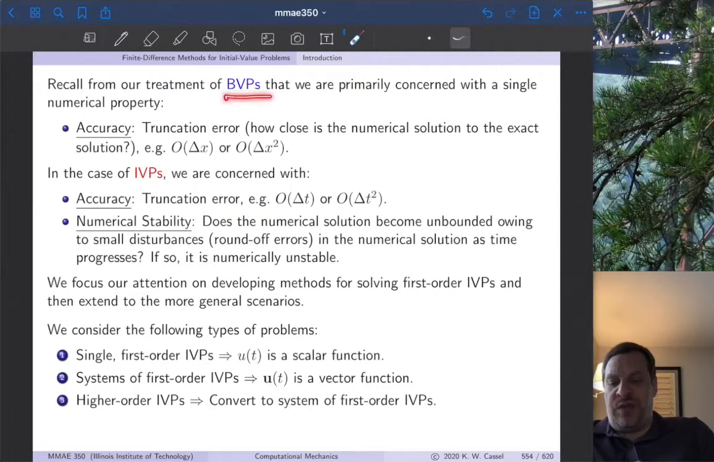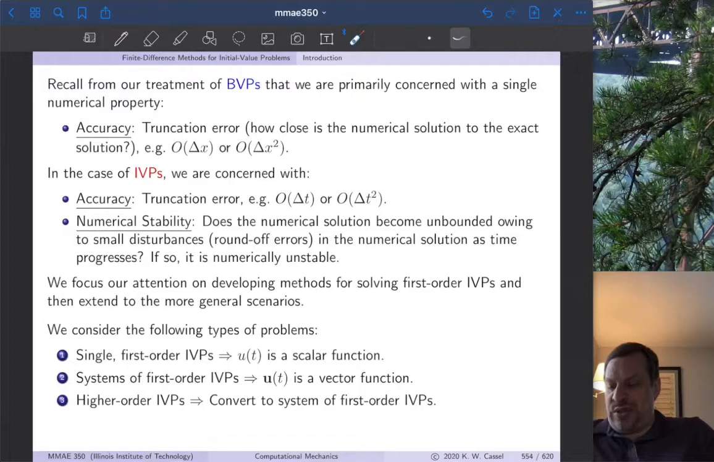Now, if you remember from boundary value problems, and this is why we do them first, there's really only one primary property that we're concerned with, and that is accuracy. And that's given by the truncation error. So I just look at, is it a first order accurate or a second order accurate or higher order accurate method? And that tells us most of what we need to know about the accuracy of the solution technique. In initial value problems, we have the same accuracy concern. Given by the truncation error, it's now first order or second order accurate in time rather than in space, but it's the same idea, same issues.